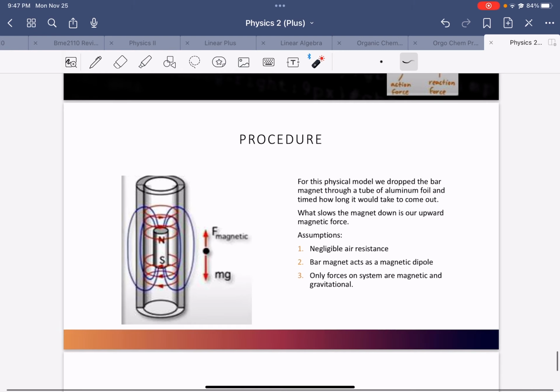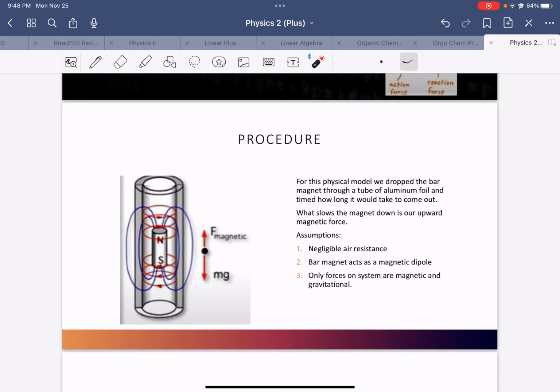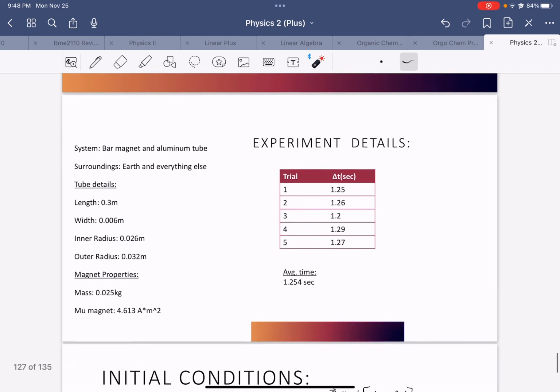And so for this experiment, this is the model we used. We practically dropped a bar magnet through a tube of aluminum foil, and we would time how long it would take for the bar magnet to come out of the tube. So it would have two forces on the magnetic dipole, because we're assuming it's a magnetic dipole. We have magnetic force and gravitational force. So these are these two, and we also ignore air resistance.